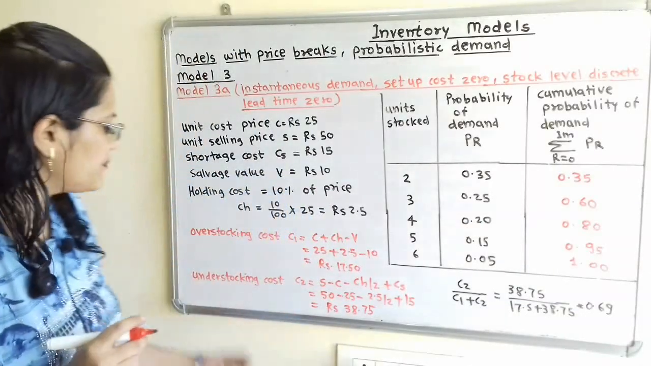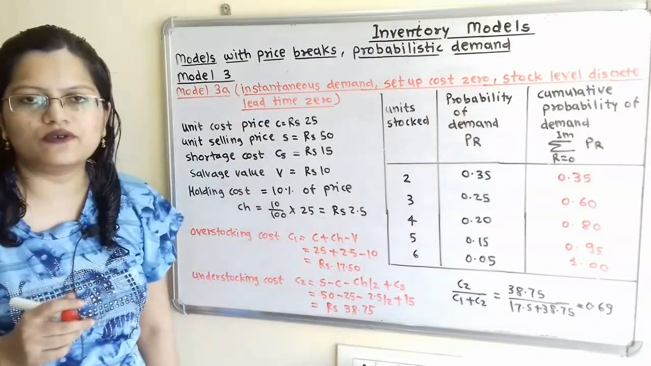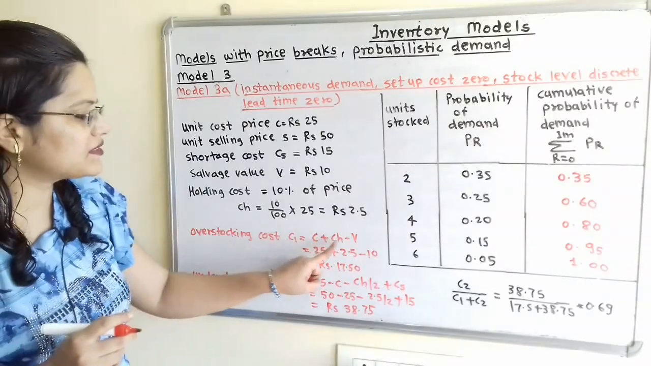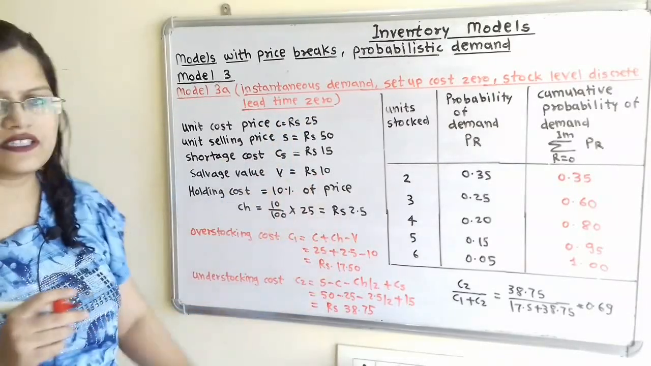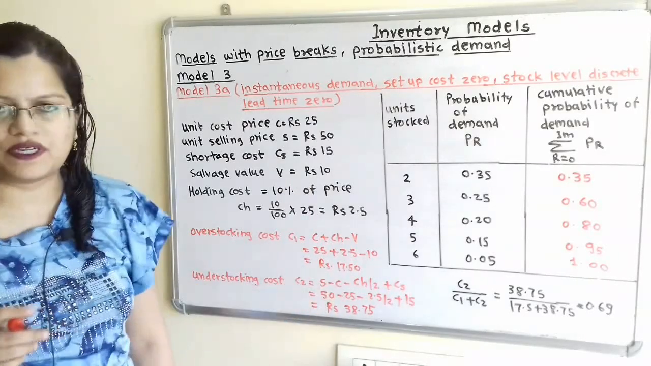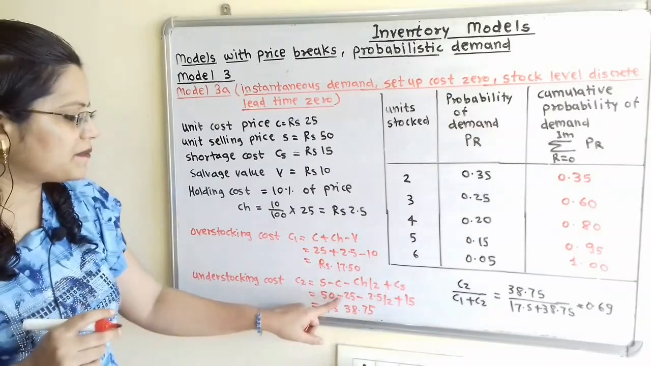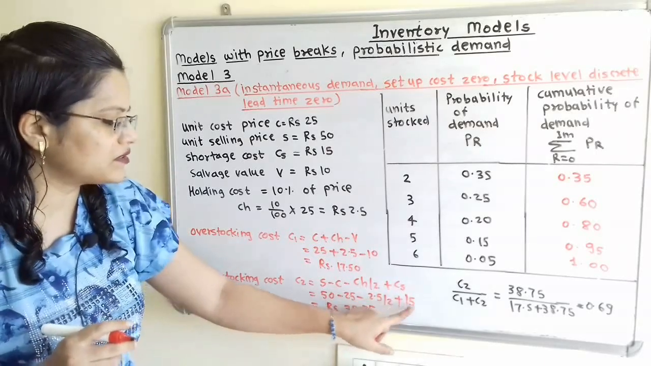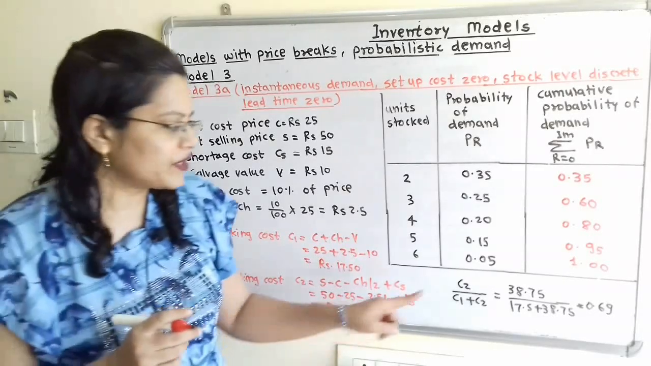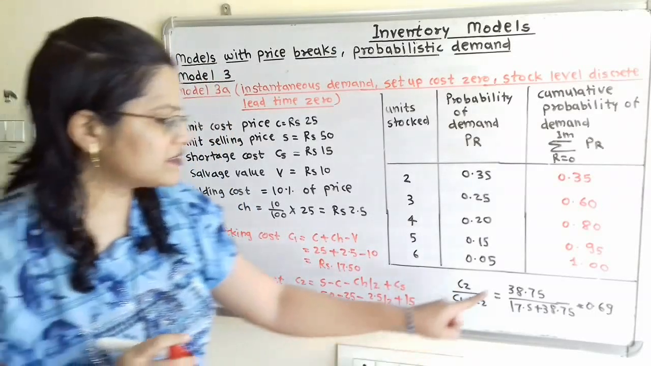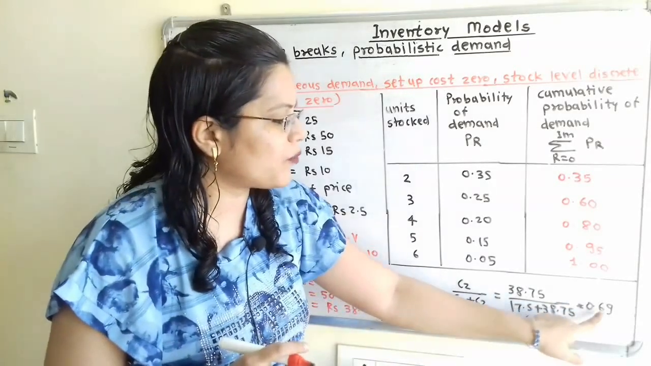Now we will calculate the overstocking cost as well as the understocking cost. From the given data we will put in the values. Overstocking cost C1 is C plus CH minus V. So C is 25 plus CH 2.5 minus V, that is 10, which is equal to rupees 17.50. Now understocking cost C2 is S minus C minus CH by 2 plus CS, that is 50 minus 25 minus 2.5 by 2 plus 15. The answer is rupees 38.75. Now we will take one ratio. C2 divided by C1 plus C2, that is 38.75 divided by 17.5 plus 38.75, which is equal to 0.69.